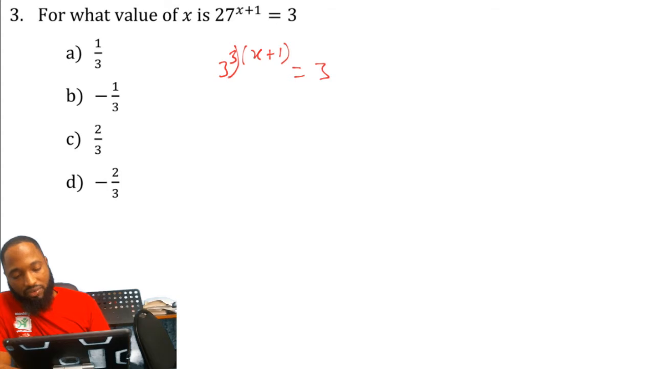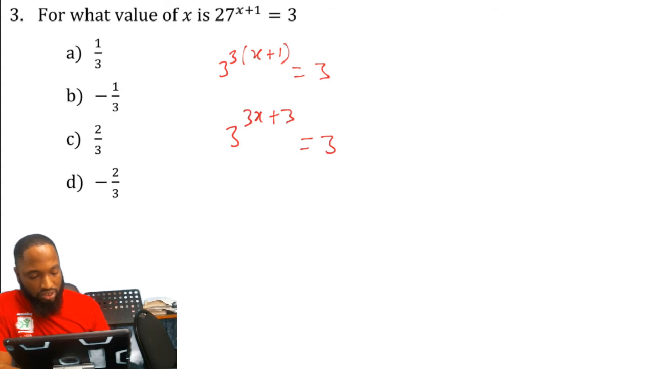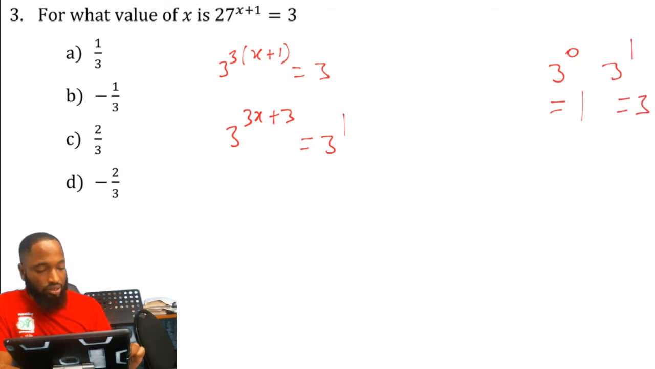So you can think of this as this to the power of that. Don't forget to say 3x plus 3 is equal to 3 to the power of 1, which is 3. By the way, 3 to the power of 0 is 1, and 3 to the power of 1 is 3. That's how it works.